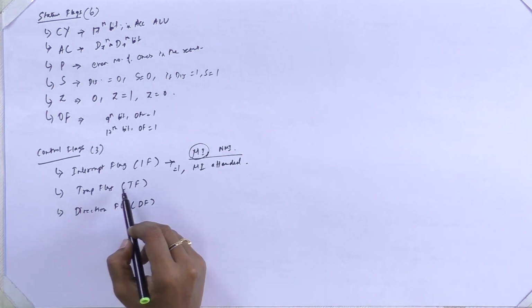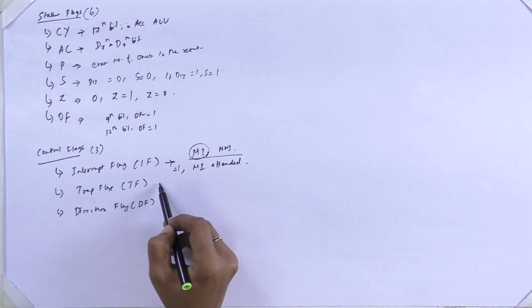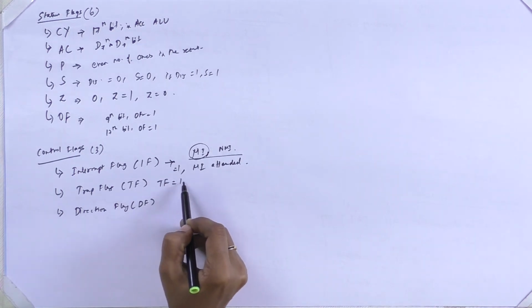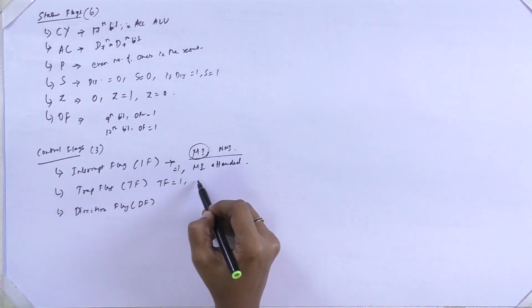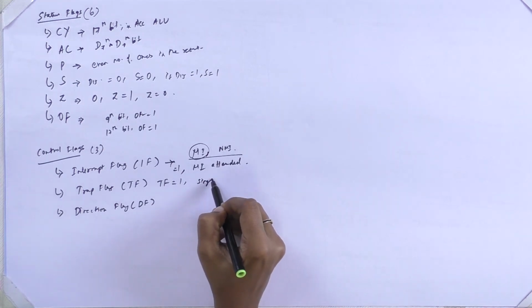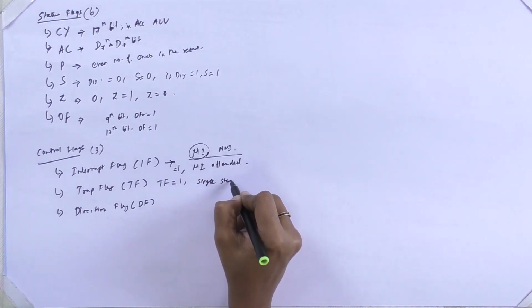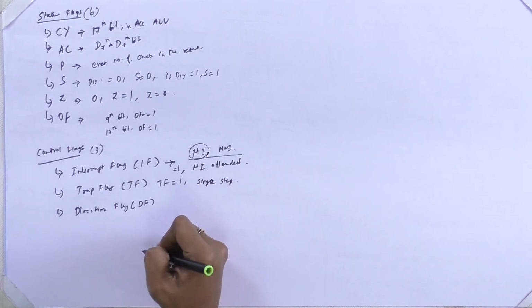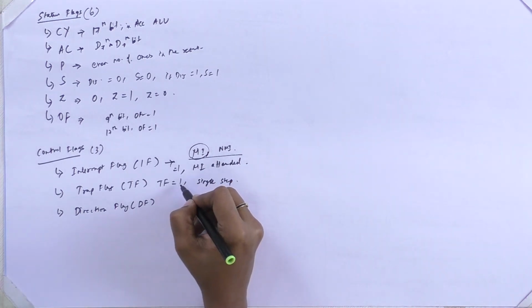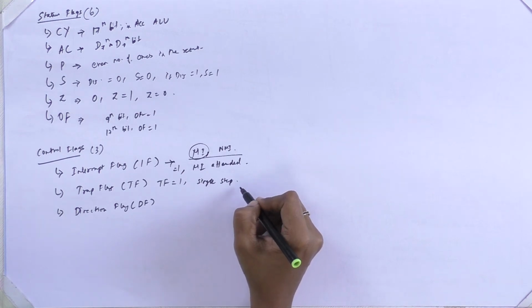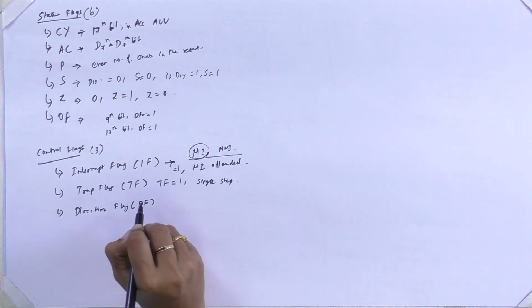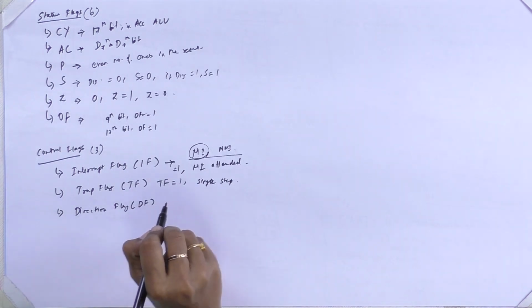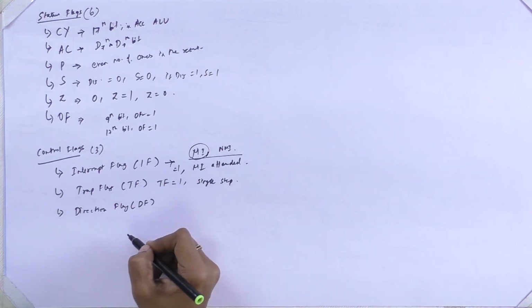Next is the trap flag. When this trap flag value TF is equal to 1, then the processor enters into single step execution mode. That is, the processor will execute one instruction at a time and check for the status of the interrupt pins. This is called single step execution mode.